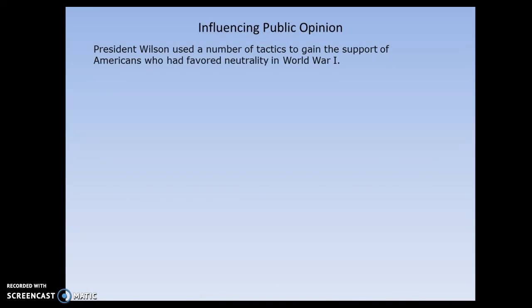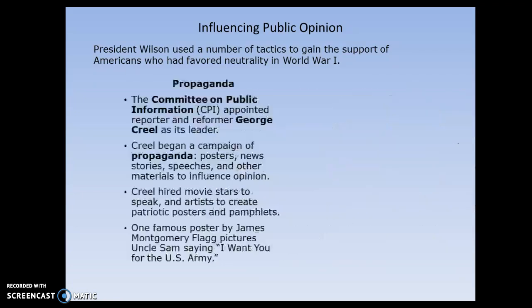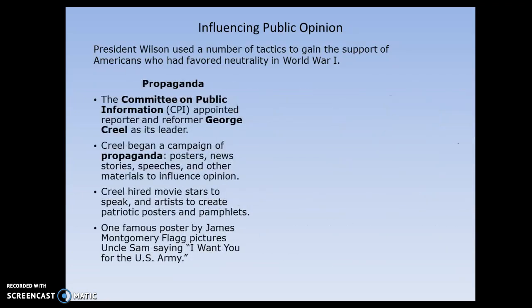President Wilson used a number of tactics to gain support of Americans who favored neutrality in World War I. One way he did this was propaganda. The Committee on Public Information appointed reporter and reformer George Creel as its leader, and he began a campaign of propaganda with posters, news stories, speeches, and other materials to influence opinion. He hired movie stars to speak and artists to create patriotic posters and pamphlets.